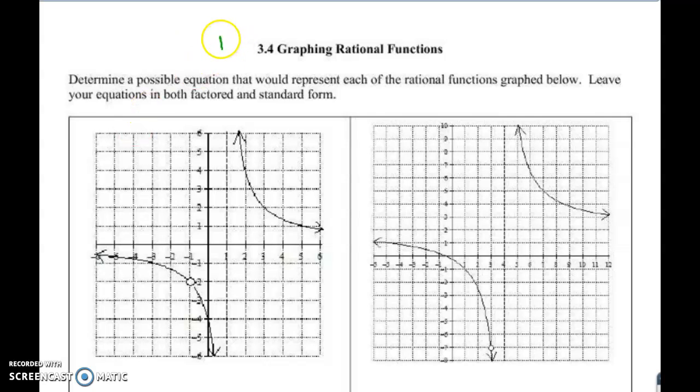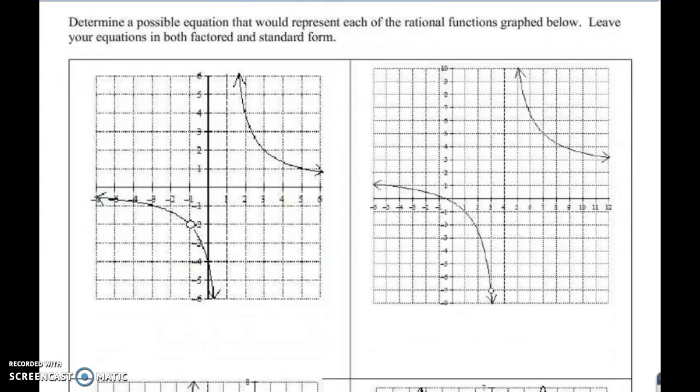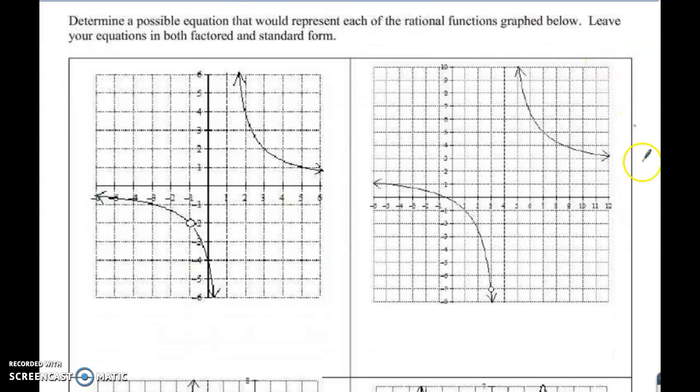Welcome back to Pre-Calc. We're going to continue on with 3.4. And I think I can get this all done in one video. Because what you're going to be given is a graph, and you just have to piece everything together to figure out what the possible equation would be.